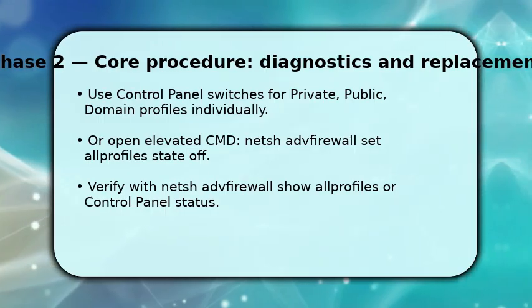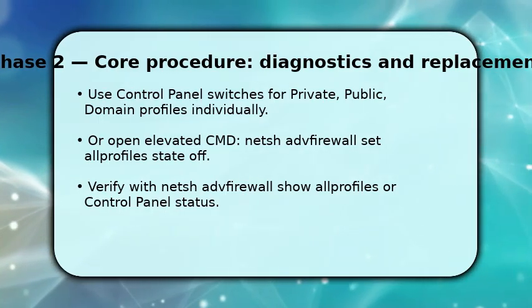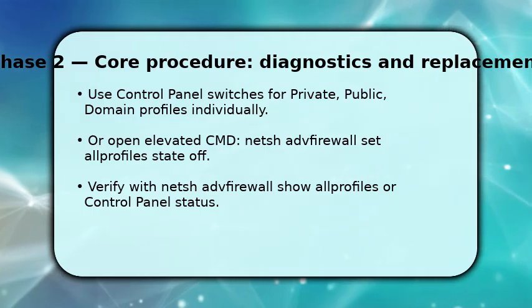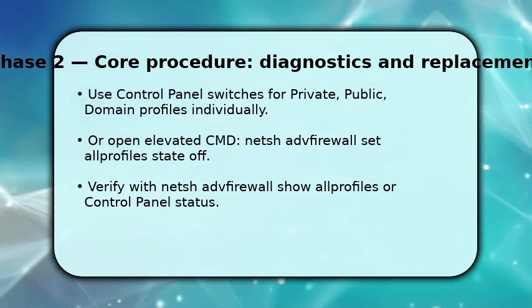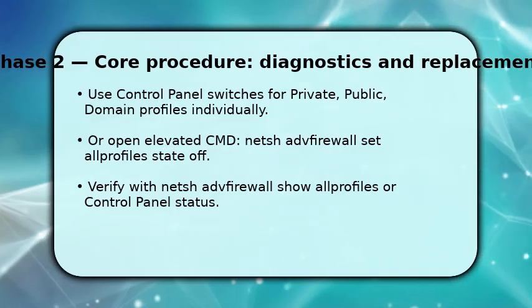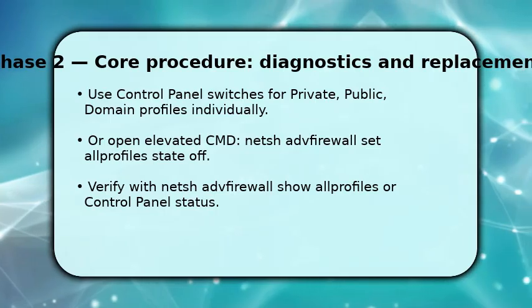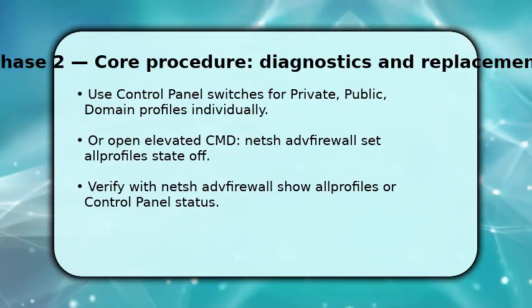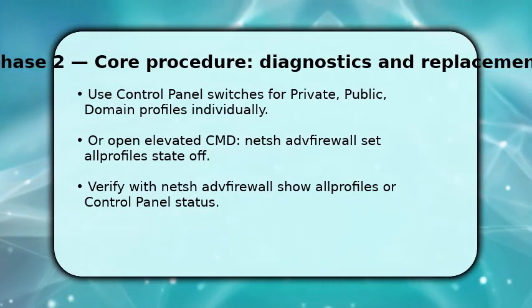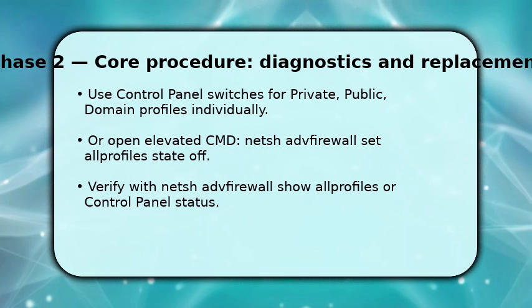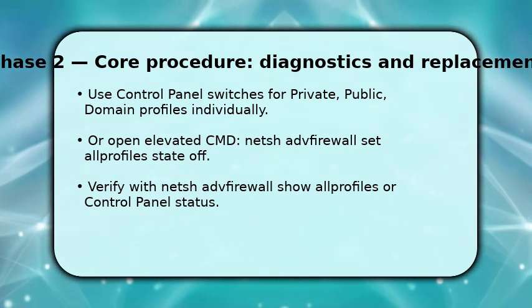Alternatively, open an elevated command prompt. Right-click Command Prompt and Run as administrator. Then run netsh firewall set all profiles state off to disable all profiles at once. After executing, verify by running netsh firewall show all profiles or by checking Control Panel. This confirms the service accepted the change and that rules are no longer blocking traffic.